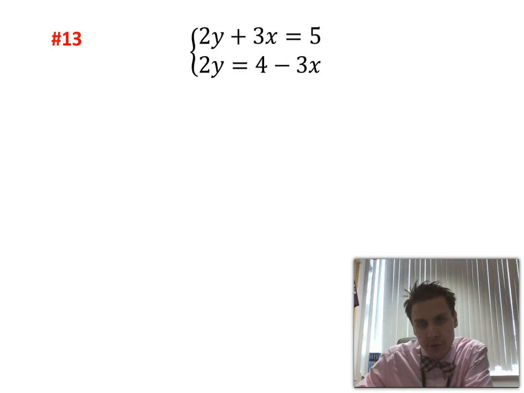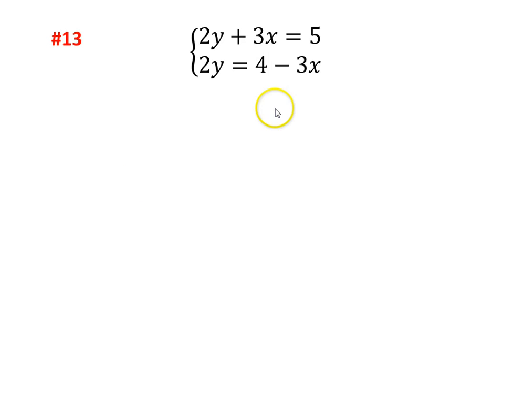Alright, and we're going to wrap up your Chapter 10 practice test for algebra here with problems 13 and 14. Problem 13, we're given a system of equations, and we're asked to solve the system pretty much using any method.